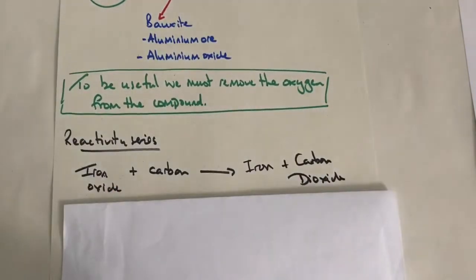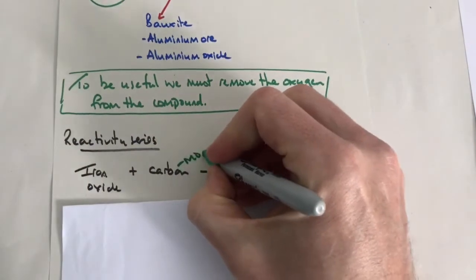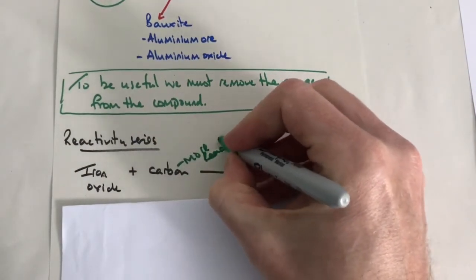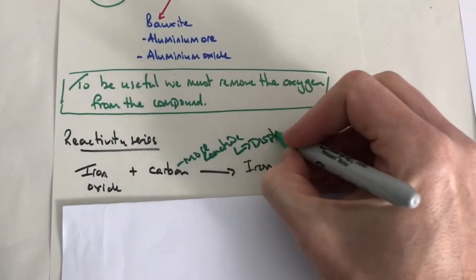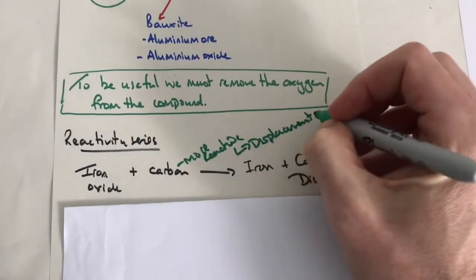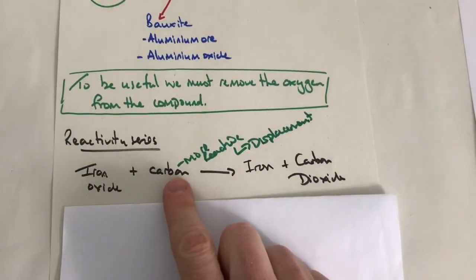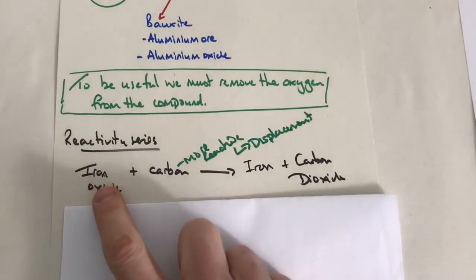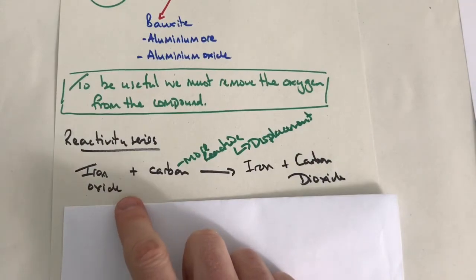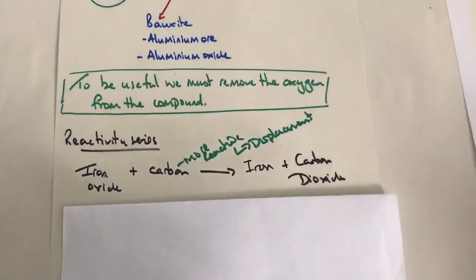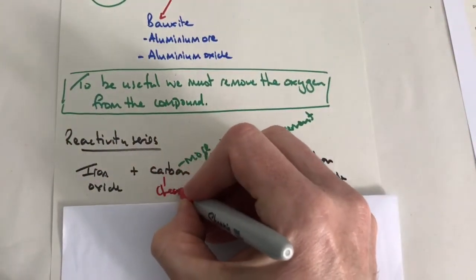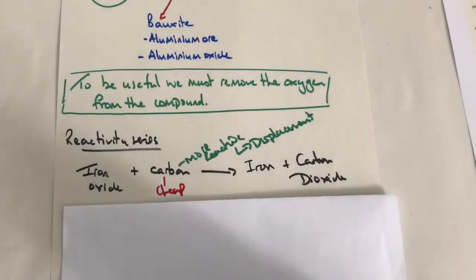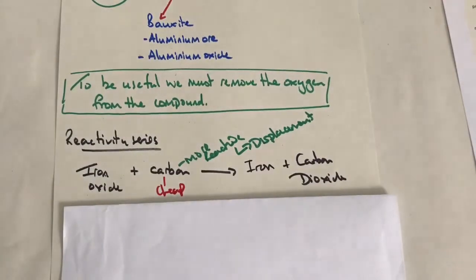And the science behind why that happens is because carbon is more reactive, and that reaction is called a displacement reaction. So more reactive element is pushing out a less reactive element from its compound. Okay, and that works. This is quite a good process to use in industry because carbon is very cheap, and therefore it doesn't cost us a lot of money in order to do this process.